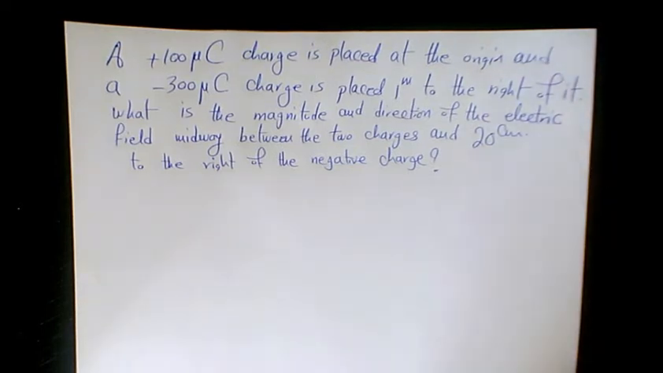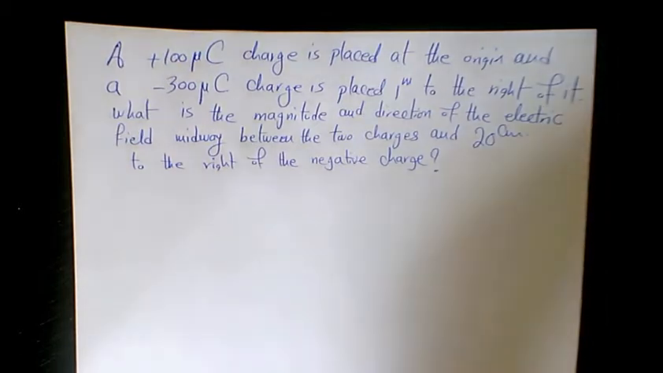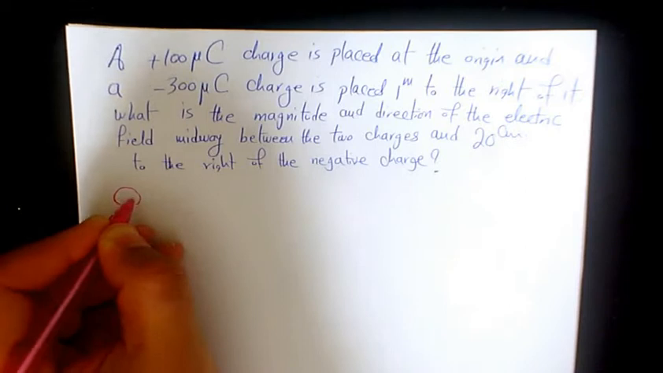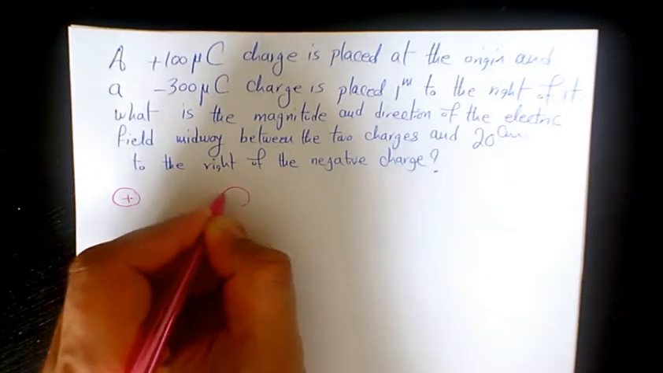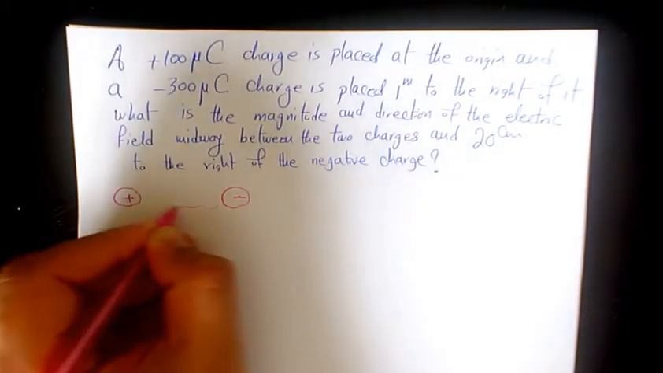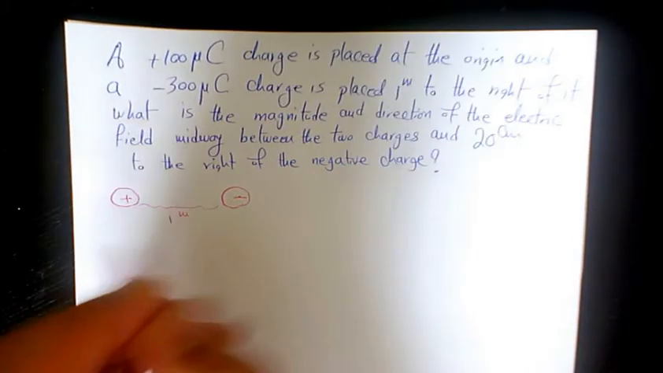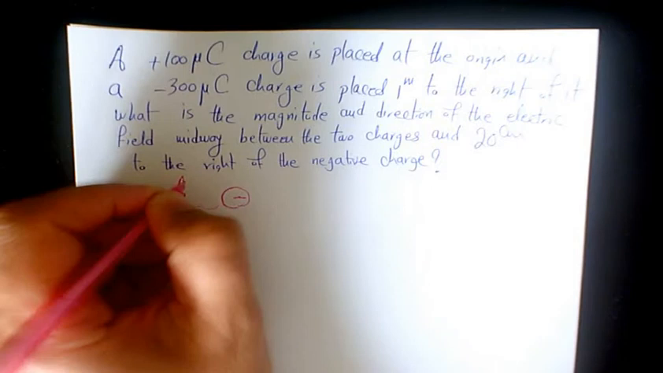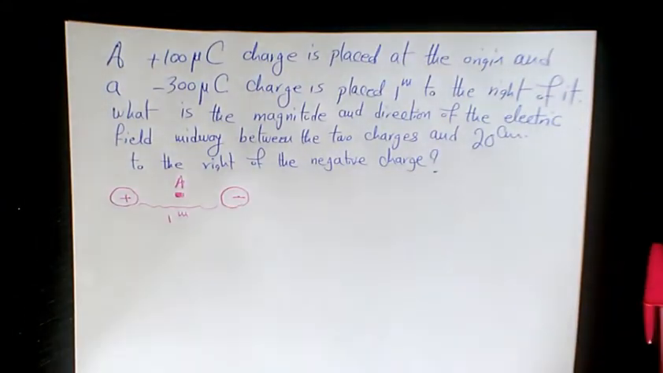So let's find out the direction and magnitude of electric field midway between these two charges first. So we have a positive charge in here and negative charge in here. The distance between these two is 1 meter, and we need to find out the electric field right in between.